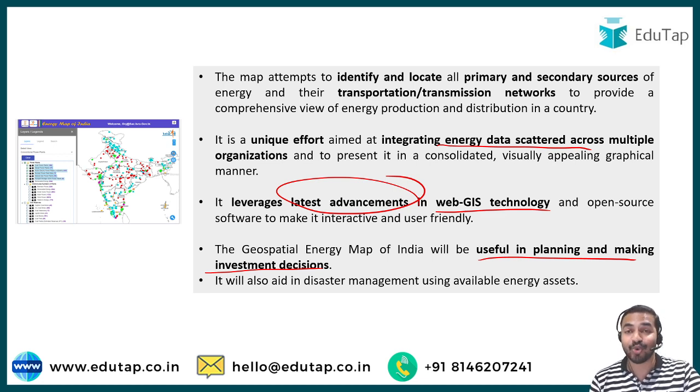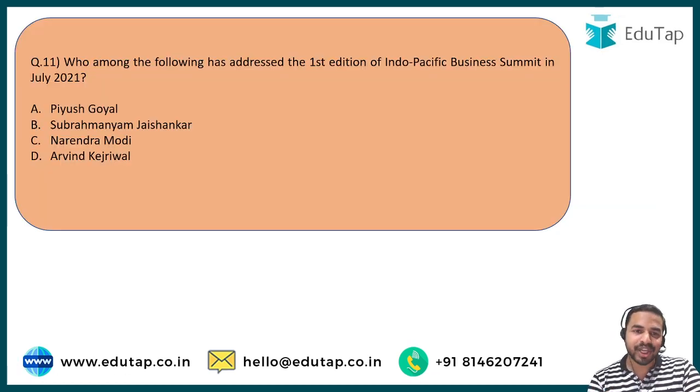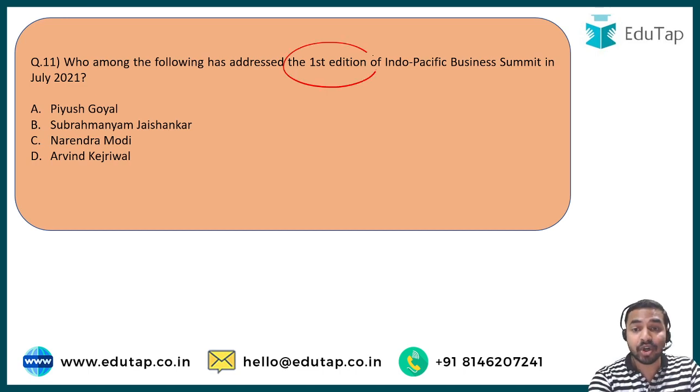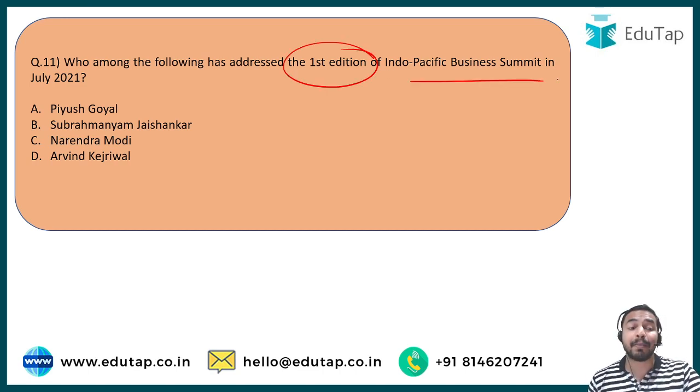So I hope that this question is very much clear, and now let us move on to the next question. So the next question is, who among the following has addressed the first edition of the Indo-Pacific Business Summit in July 2021? Whether it was Piyush Goyal, Subramaniam Jaishankar, Narendra Modi, or Arvind Kejriwal. So please tell me which one of the following personalities has addressed the first edition of the Indo-Pacific Business Summit in July 2021?